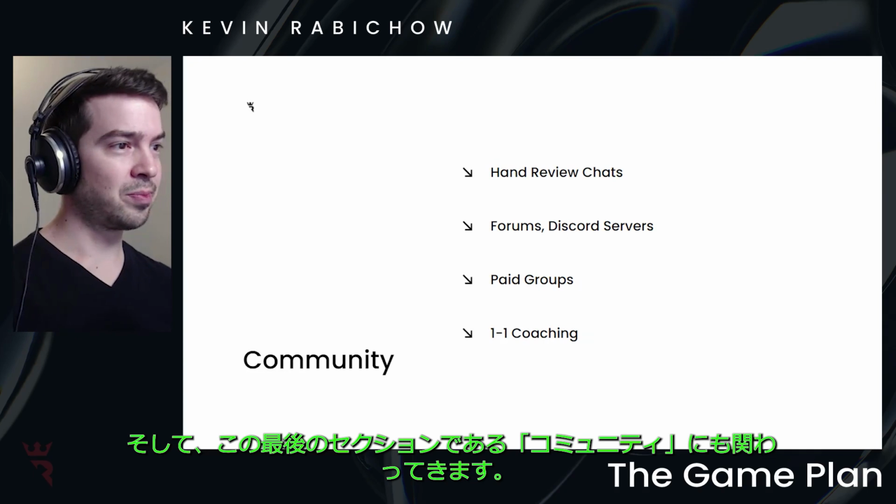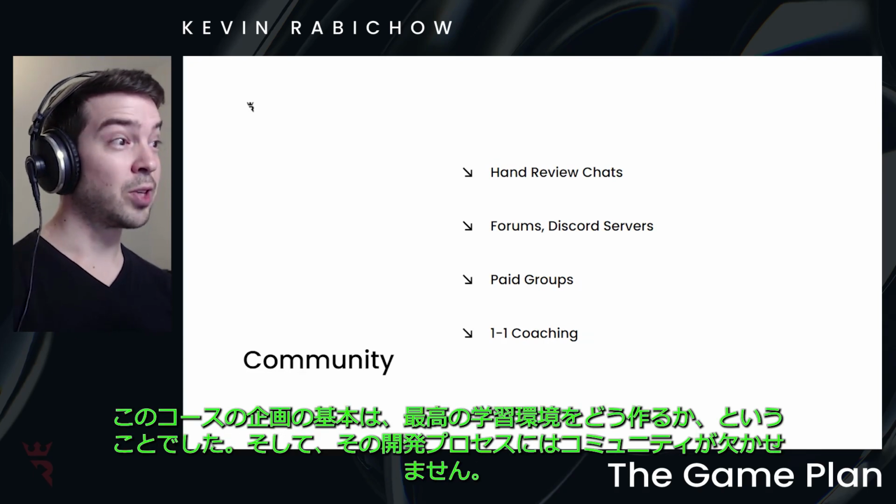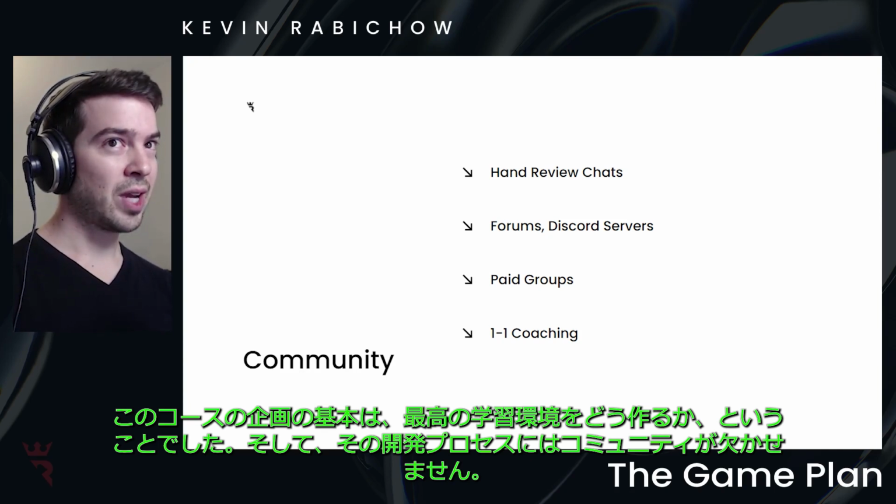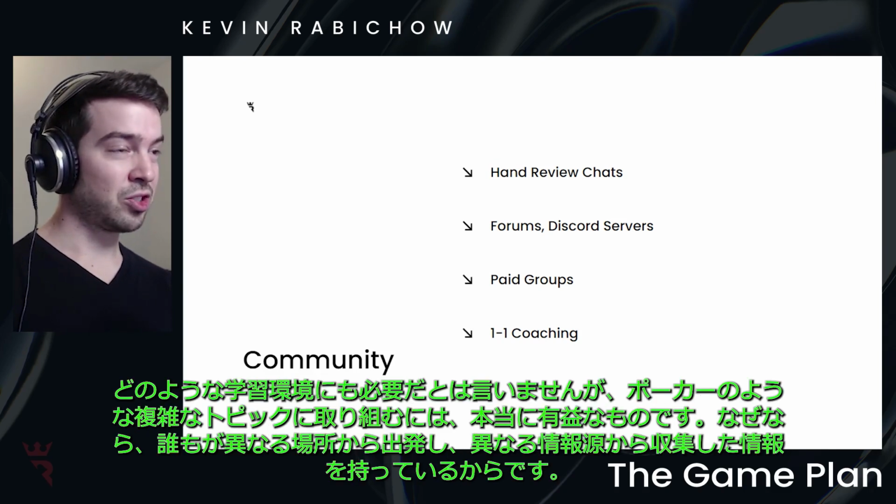And that kind of gets into this last section here, which is community. I'll say a fundamental part of the planning for this course was about how to create the best learning environment possible. And a community is essential to that development process. It's essential to, I don't want to say any learning environment, but it's really beneficial to working on a complex topic like poker, because everyone is starting from a different place and everyone has a different amount of information gathered from all these different sources.